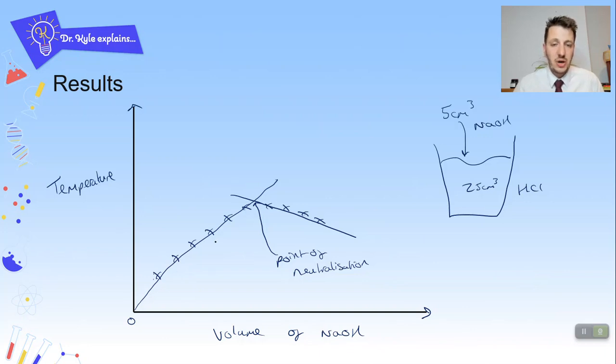And so anytime you see this kind of graph where you've got 2 lines of best fit to put on, you just draw one up, one across, cross them over, and then the point at which they cross over is going to be the point of neutralization in the example of NaOH and HCl.